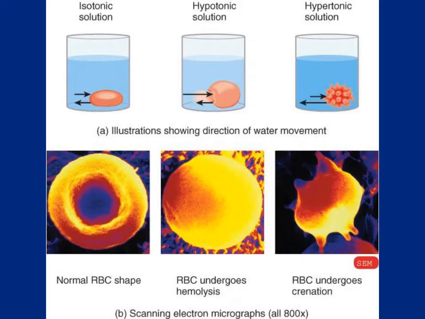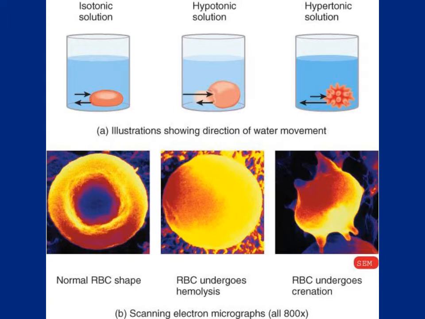So here's a figure from an older edition of the textbook which shows what happens to cells placed in the 3 different types of solutions. Now take a look at the left-hand side. You can see that we have a human red blood cell. We placed it in an isotonic solution. The arrows there indicate the movement of water. And because you can see that the arrows are the same size, this indicates that water movement in is the same as water movement out.